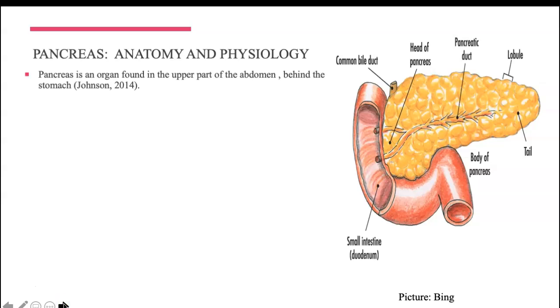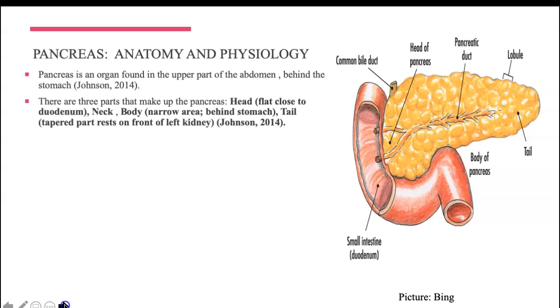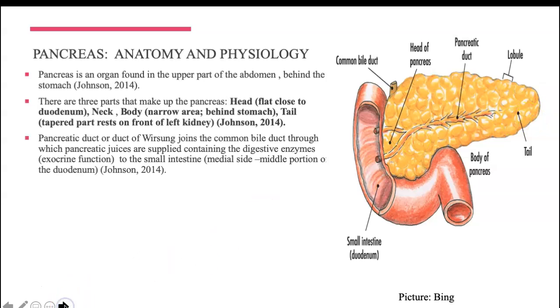So looking at the anatomy and physiology of the pancreas, the pancreas is found in the upper part of the abdomen, the right upper quadrant, and it is basically made up of three or four parts. You have this flattened area, which is the head, that's close to the duodenum. And then you have the narrower part, the body, and it tapers down into the tail that rests right in front of the left kidney.